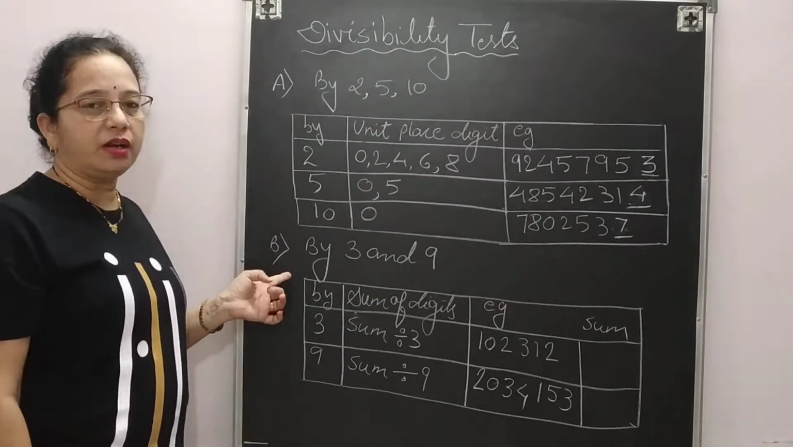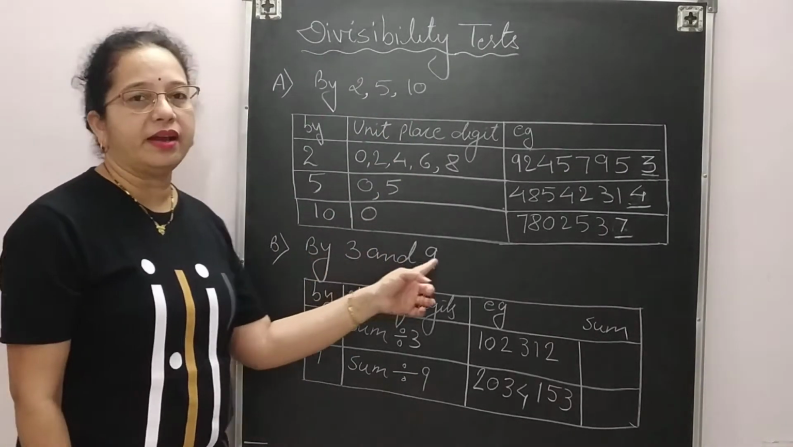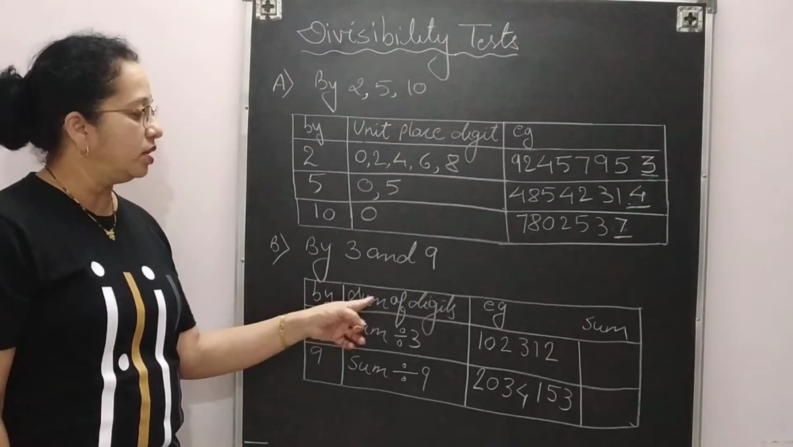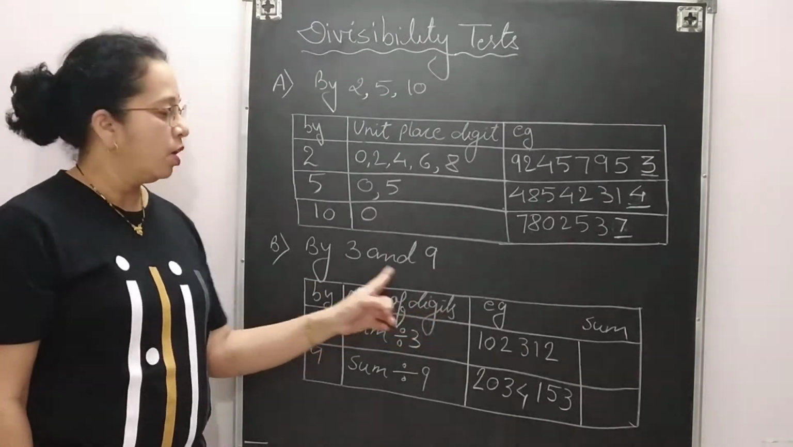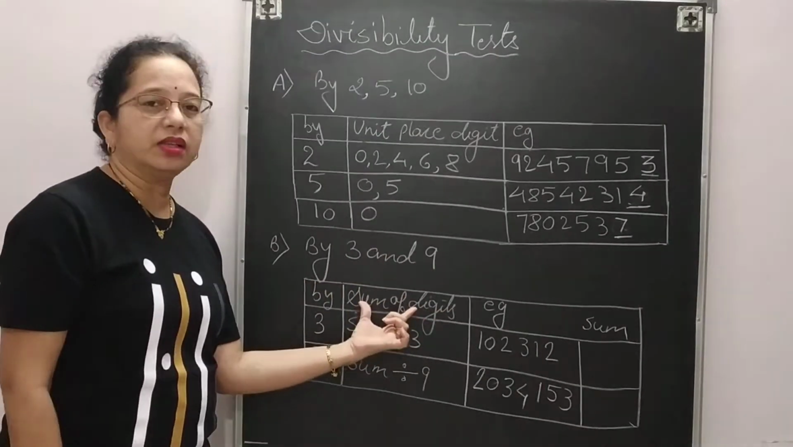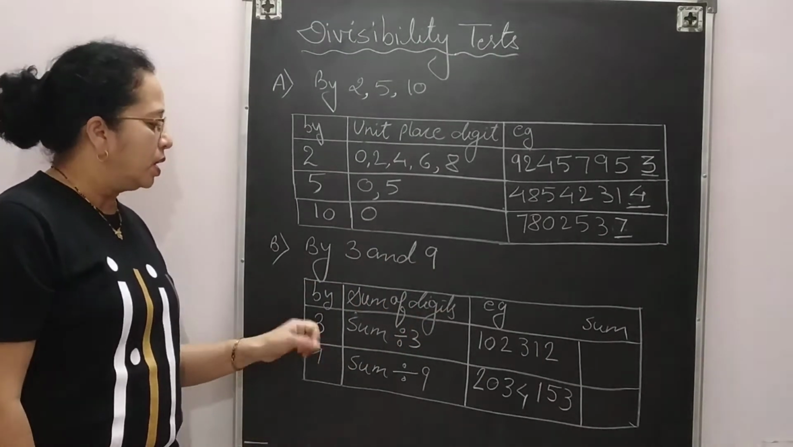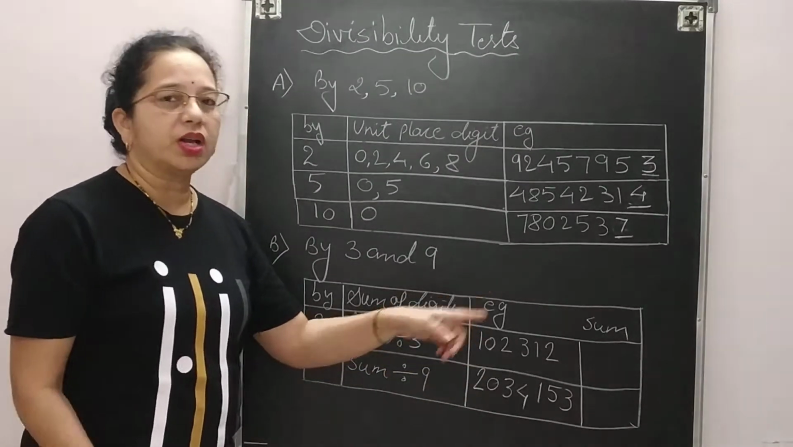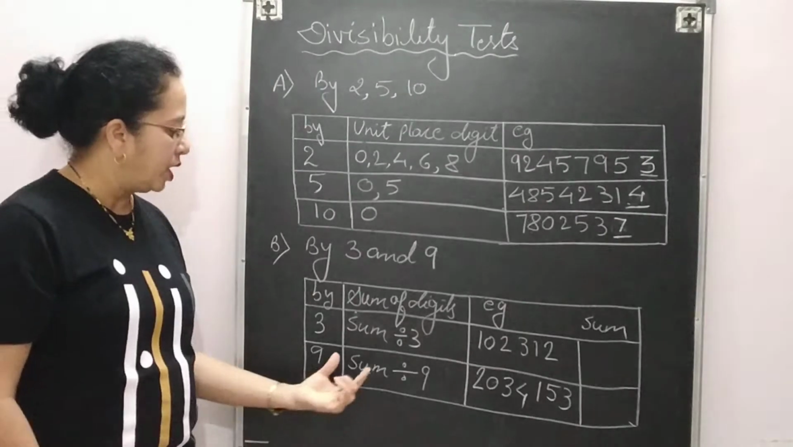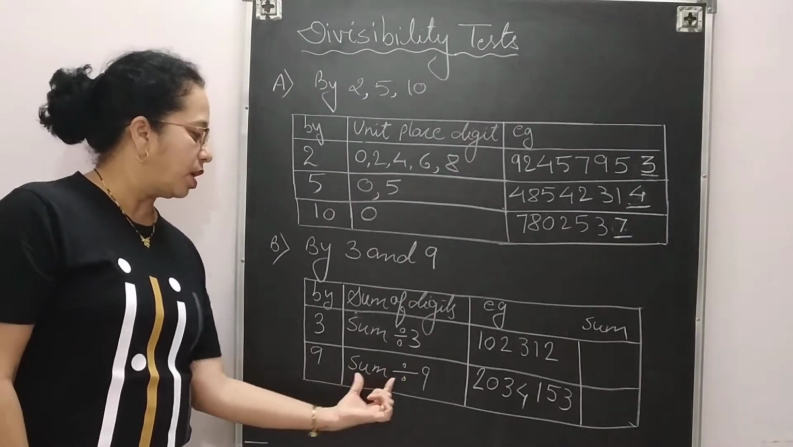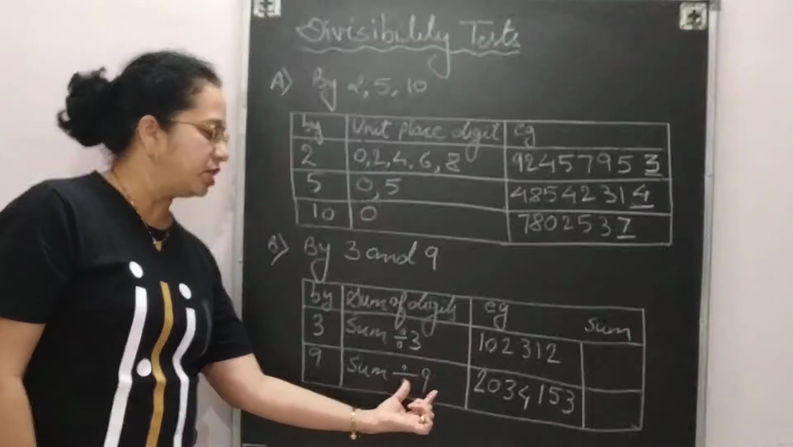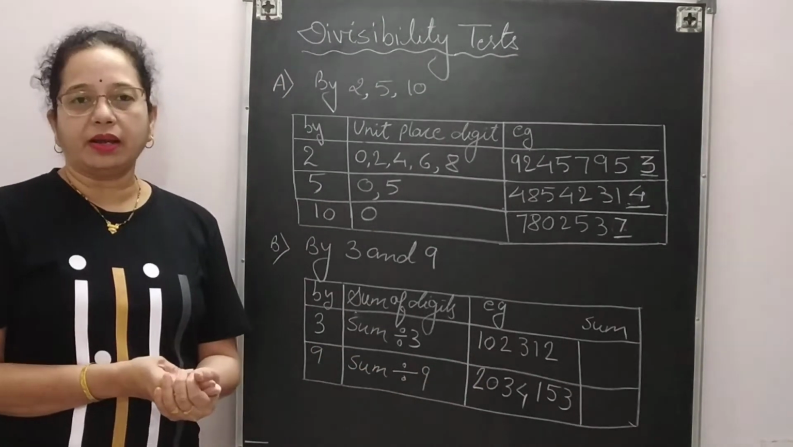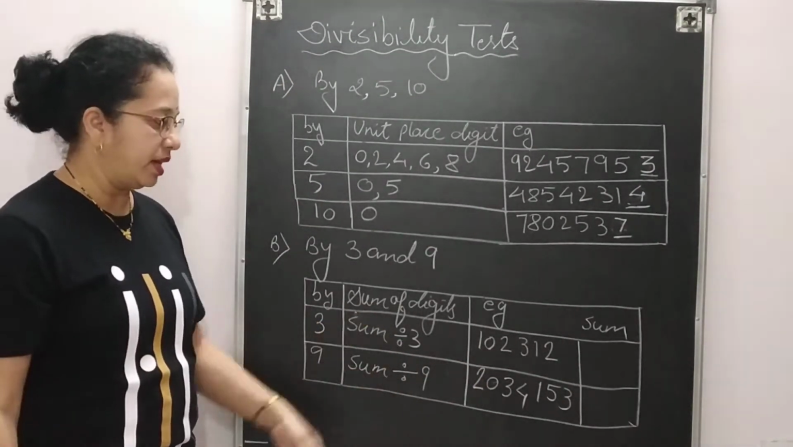Now come to the second group. My second group is 3 and 9. What is same in this 3 and 9? Here we find the sum of digits. For 3 and 9 we find the sum of digits. Okay. So if the sum of digits is divisible by 3, the given number will be divisible by 3. If the sum of digits is divisible by 9, the given number will be divisible by 9. Okay, let us take the example.